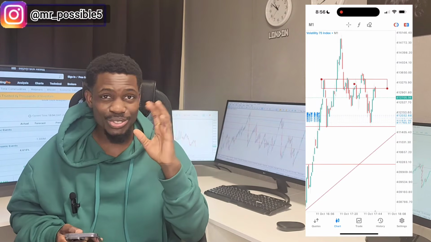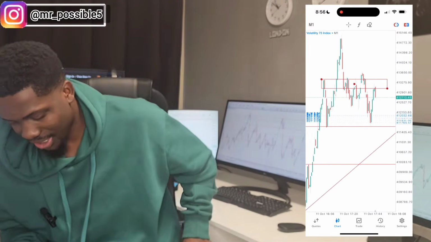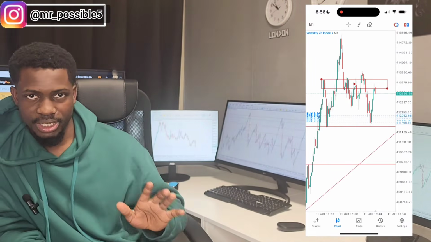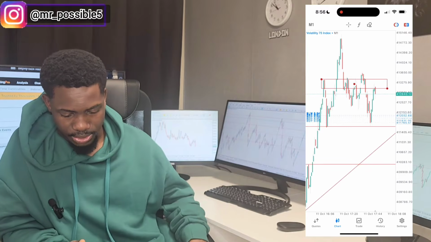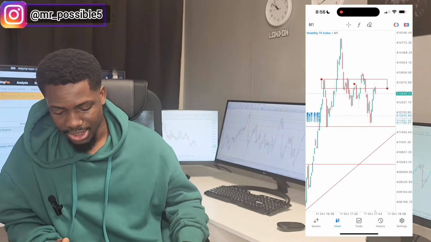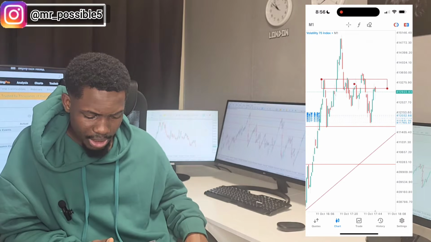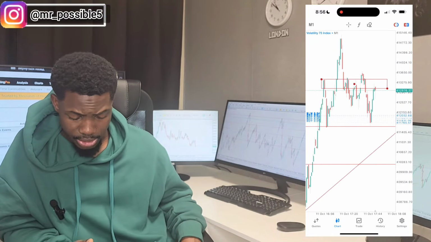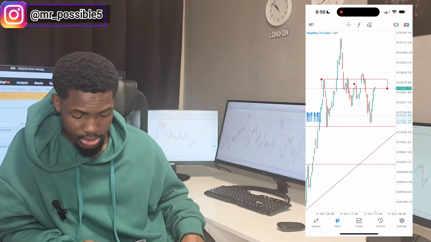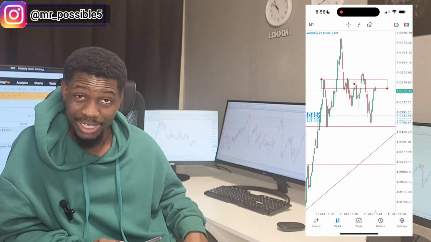It's not like it just goes and crosses the level instantly, just like that. So we just have to be a little bit patient, guys. You can actually see it's pushing back up to the level again. Okay, let's look at that. Okay, cool. It's pushing back up to the level.